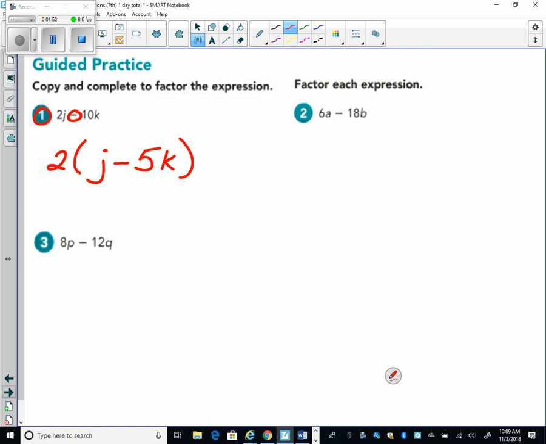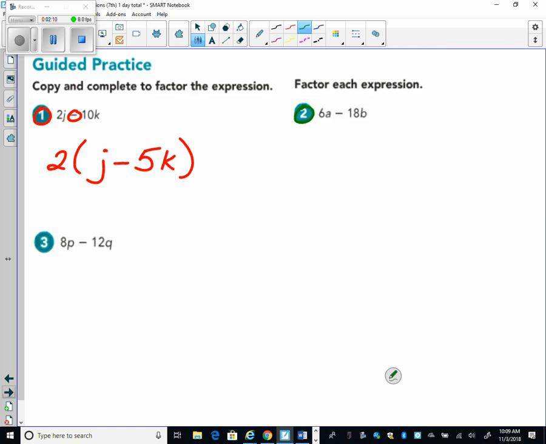Remember what we said in class about checking. You can just quickly expand this. So take 2 times j, which is 2j, and 2 times 5k, which is 10k, and it should match what you had above. Let's look at example 2.